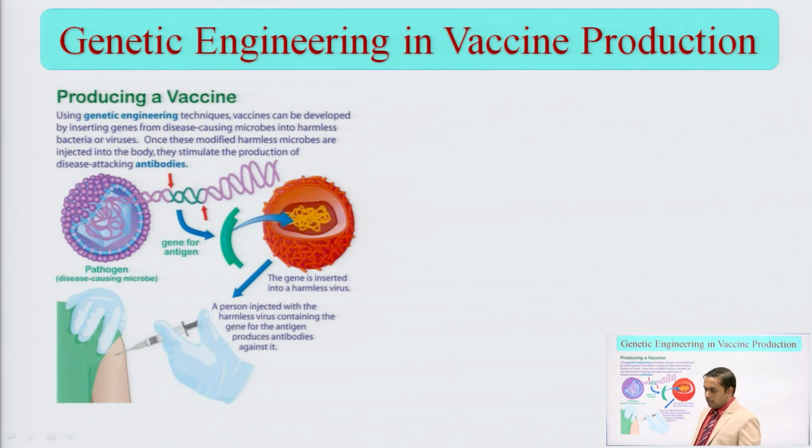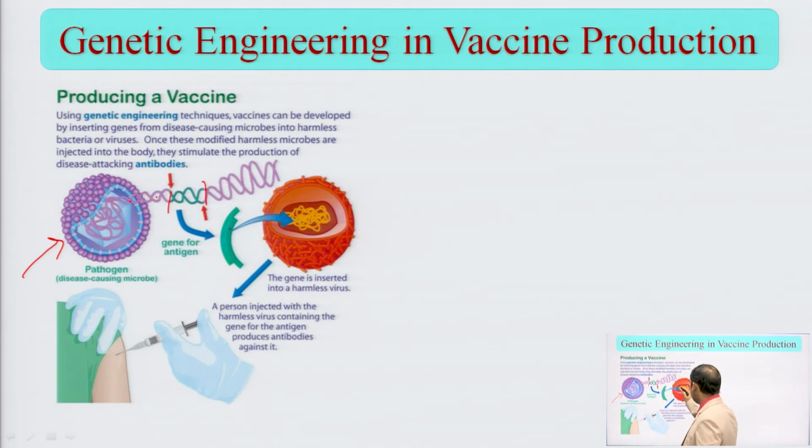Using genetic engineering techniques, vaccines can be developed by inserting genes from disease-causing microbes into harmless bacteria or viruses. See, this is a pathogen, a disease-causing microbe, for example SARS-CoV-2. If you extract its genome, take some part of its genome and insert that into a harmless virus, what will happen?